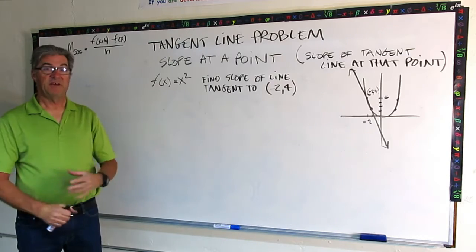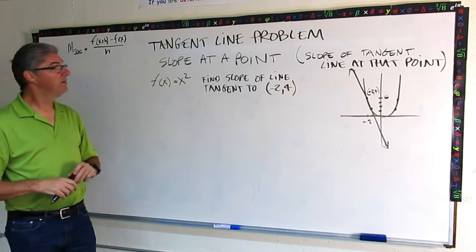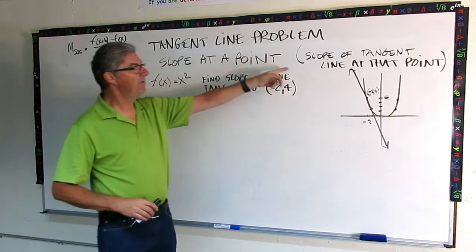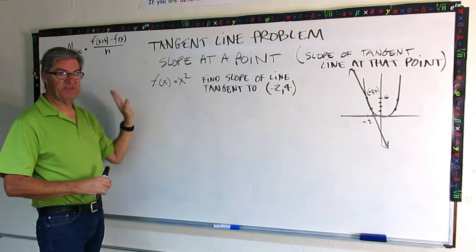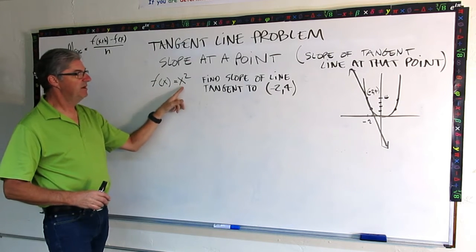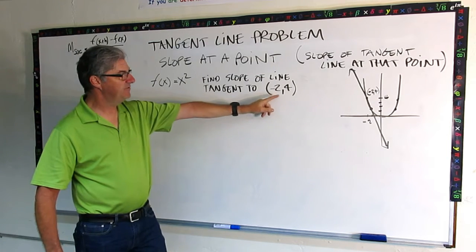Okay, let's do a practical problem using what we just did on that last board. What we're going to do is find the slope at a point. This is the slope of a tangent line at that point. So here's our function, a basic quadratic function, nothing special about this. This is just f of x equals x squared. We're trying to find the slope of a line tangent to the point at negative 2, 4.